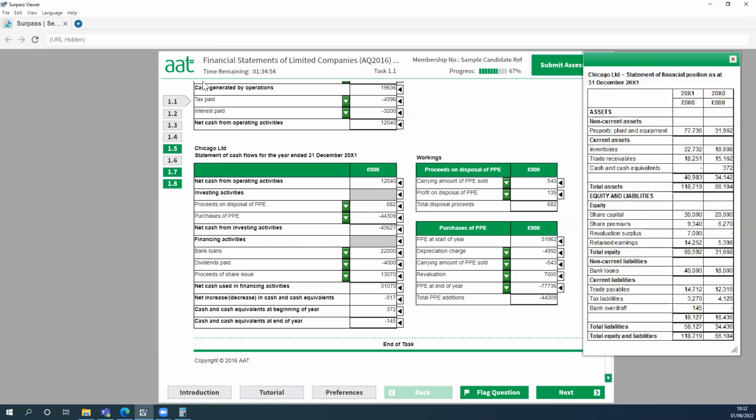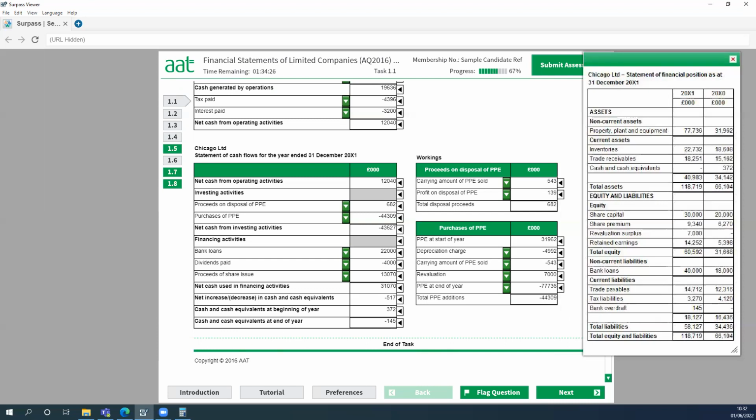Okay, you can now check to see if it's right, because you're just going to take the figures directly from the statement of financial position. So look, your cash and cash equivalents at the beginning of the year, you had 372,000. So there's your 372. At the end of the year, it's gone down to an overdraft of 145. So there's your minus 145.